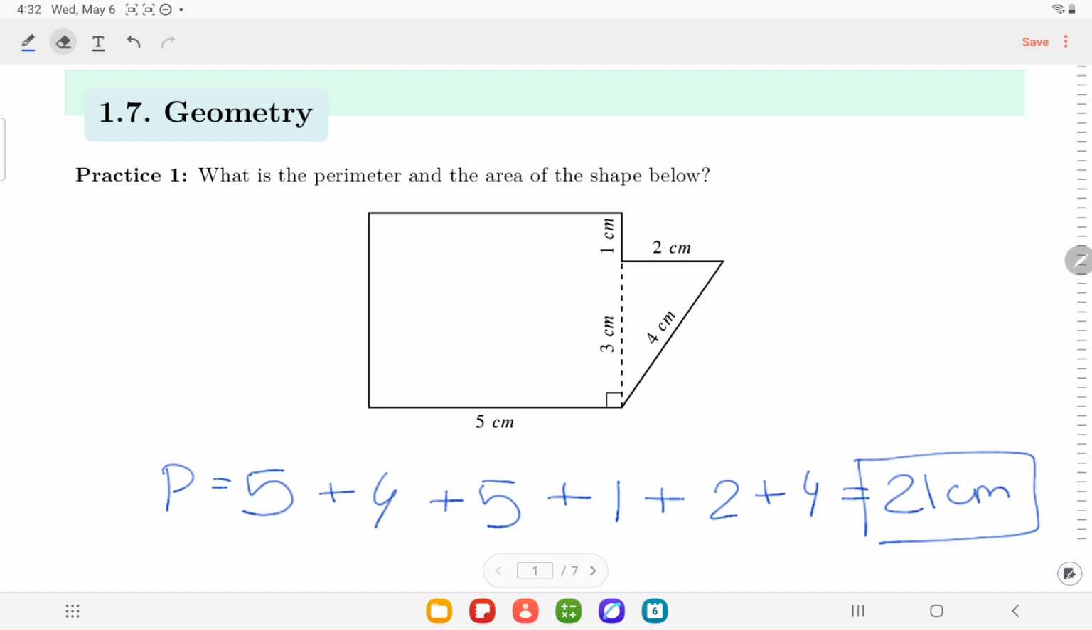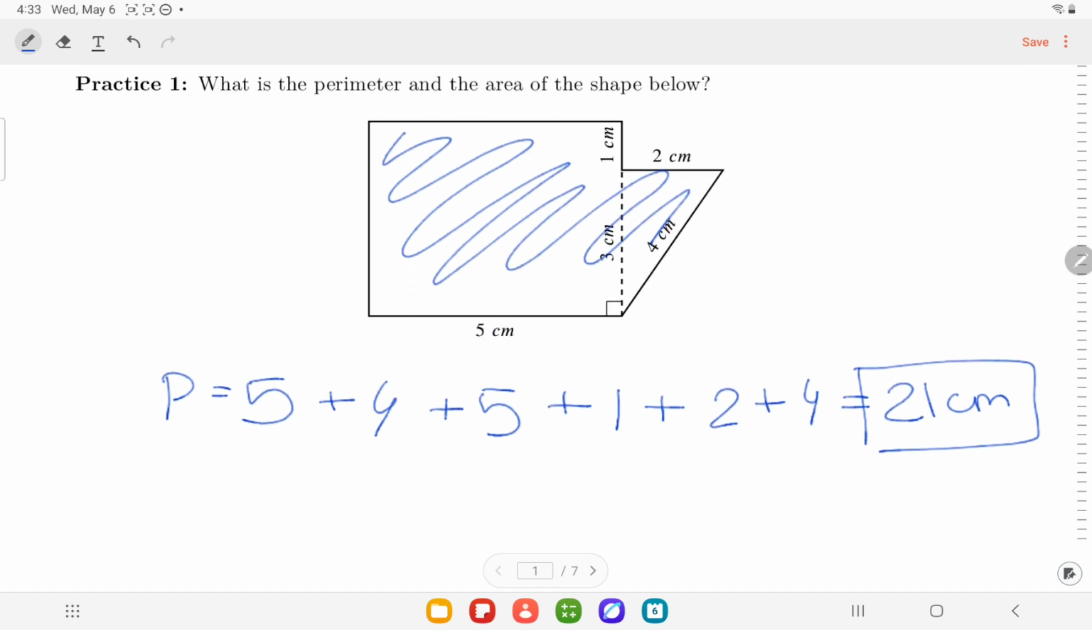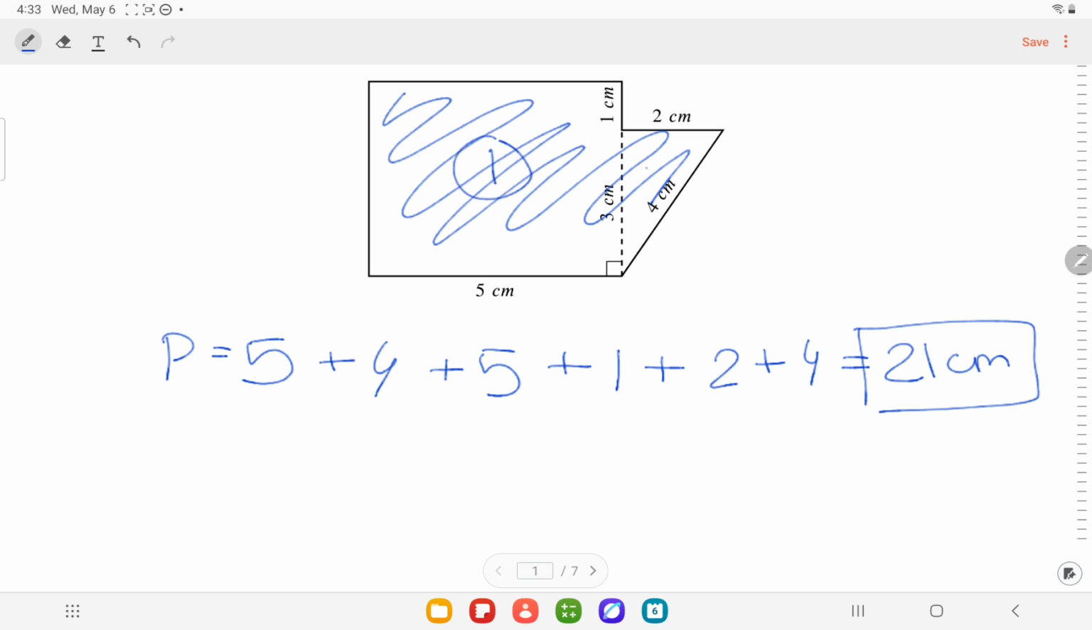And then to find the area of the shape, we're going to be looking at the inside of the shape. So the shape is made up of a rectangle and a triangle. The area of a rectangle is going to be our length times our width. So our length is 4 centimeters times 5. And this is the area of our rectangle, and we're going to add that to our area of this triangle.